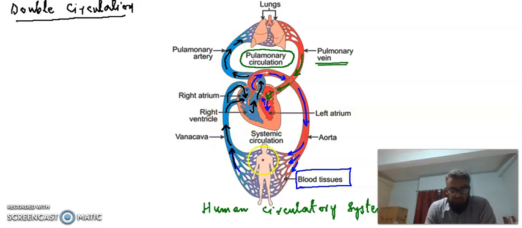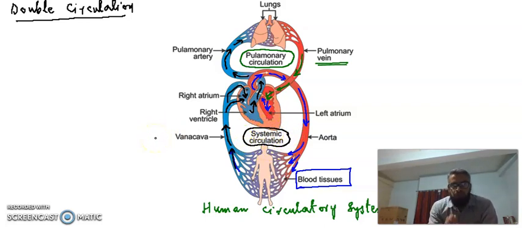But this circuit, which circuit? That starts from the left ventricle and transports the oxygenated blood to the body tissues, then deoxygenated blood from the body tissues goes again to the heart, again to the right auricle. This circuit is known as the systemic circuit, or this type of circulation is known as systemic circulation.